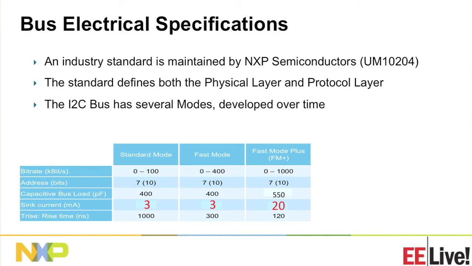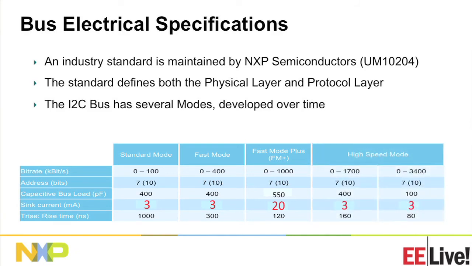Now, I left some space on the right-hand side of the slide, so I'm sure you're wondering what's going to come up. There is in the spec 2 other modes. They were put in before Fast Mode Plus, and they were in response to a particular customer requirement or market requirement to go much faster. These are called high-speed mode.